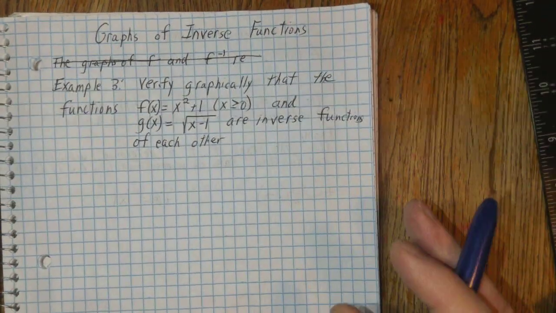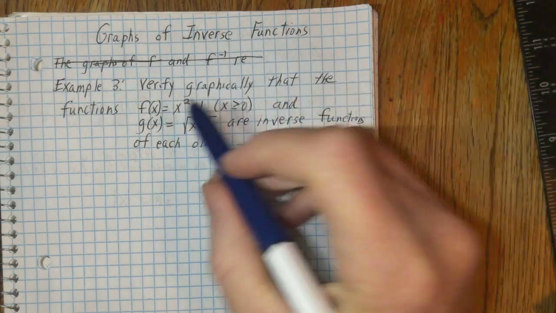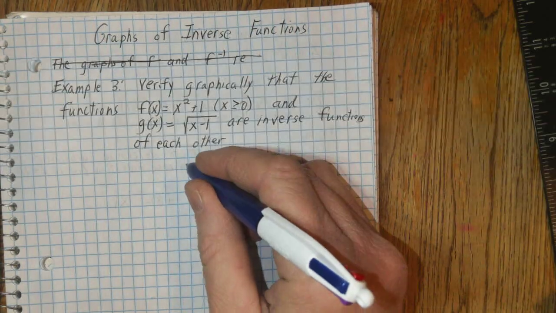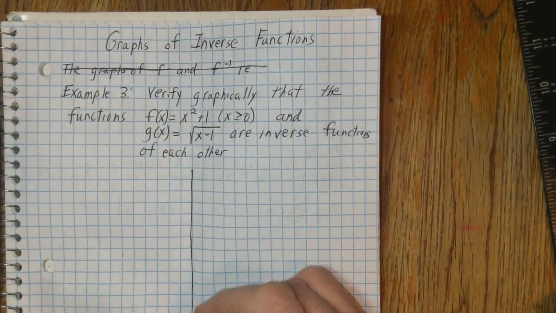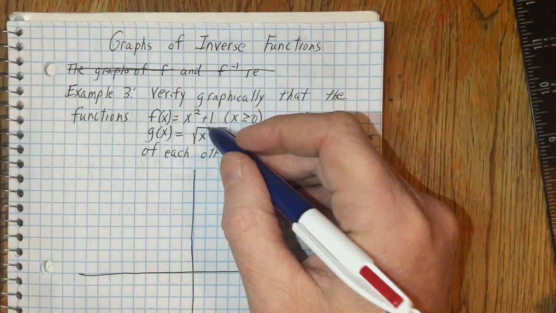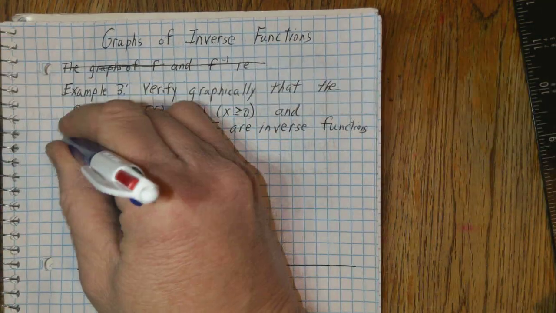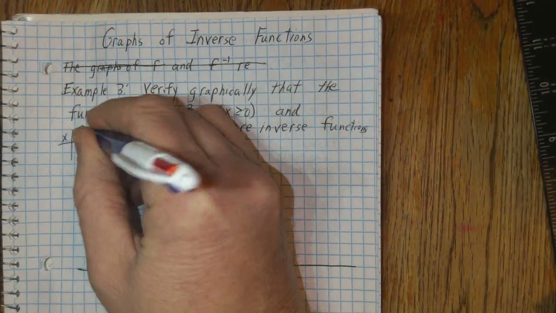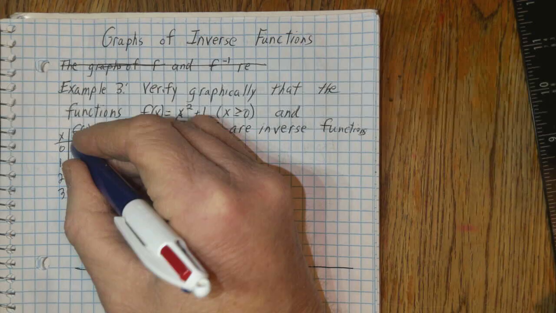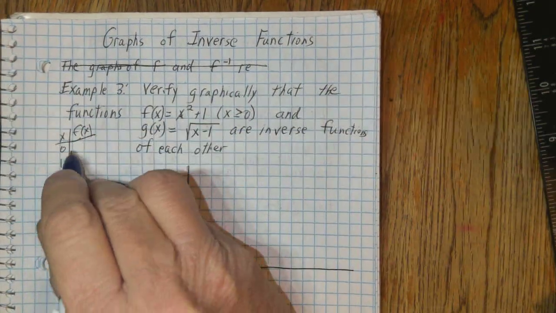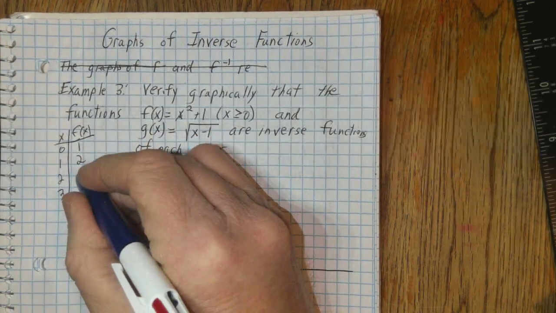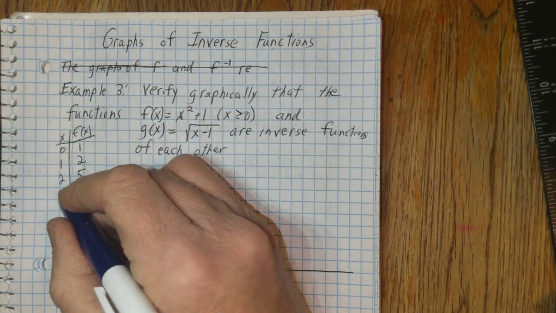Now, one last one here. Verify graphically that f of x equals x squared plus 1 when x is greater than or equal to 0. Alright, I'm going to make a table for x and f of x. It's greater than or equal to 0, so let's go 0, 1, 2, 3. 0 squared plus 1 is 1. 1 squared is 1 plus 1 is 2. 2 squared is 4 plus 1 is 5. 3 squared is 9 plus 1 is 10.